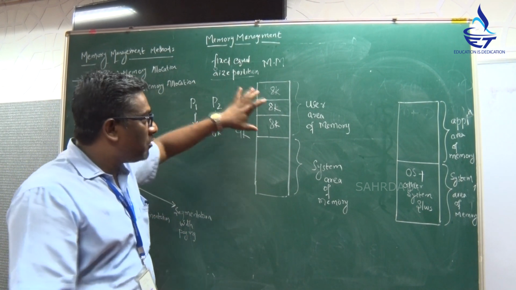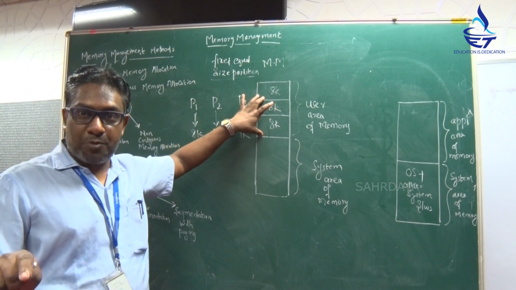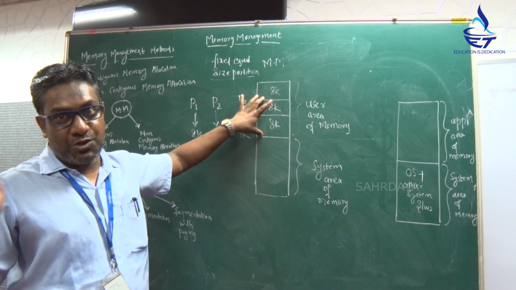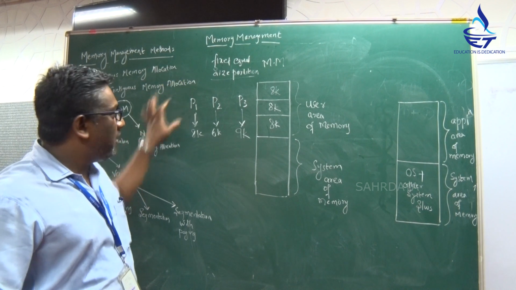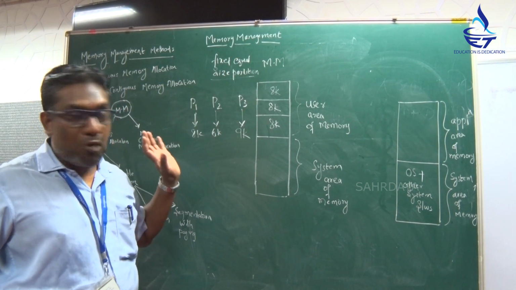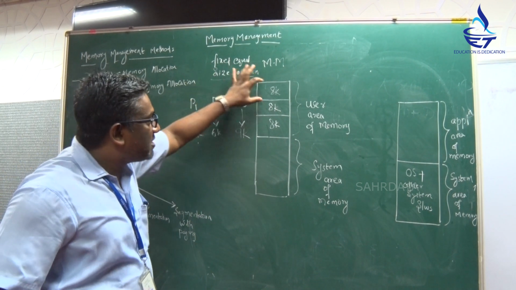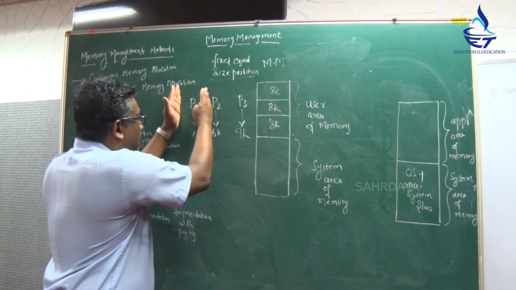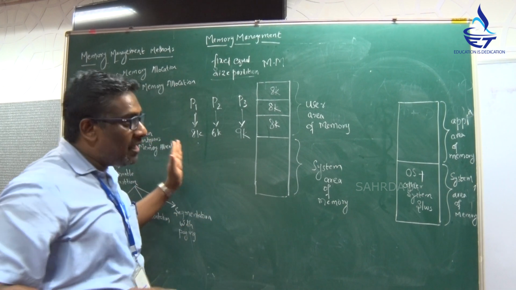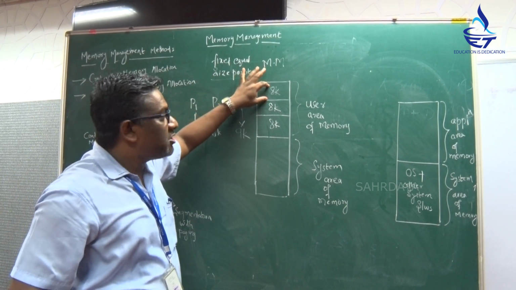Once it is loaded into primary memory, that time only we can call it a process, that means program execution. So now we are going to place P1 into one of the memory blocks. What is the size of P1? That is 8K. And what is the size of the memory block? 8K. That means the size of P1 is exactly the same as the size of the memory block.